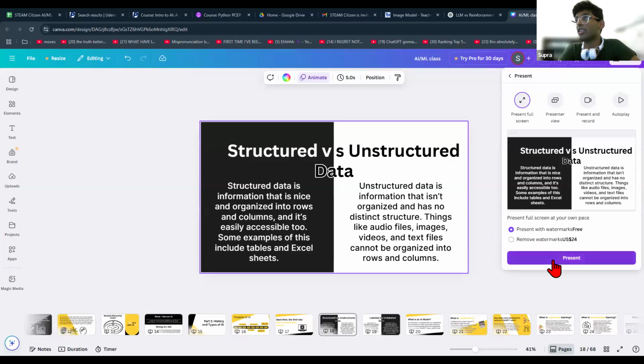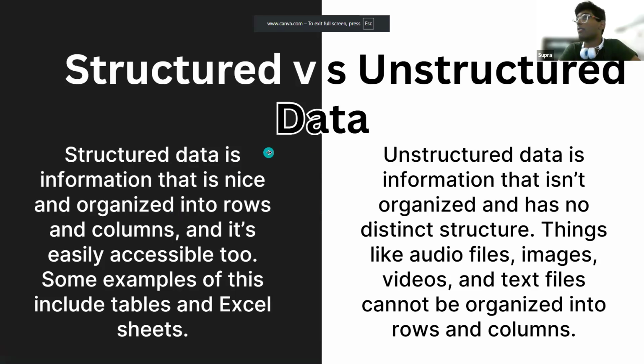Okay, back to this. So that's what structured data is, and it's organized into rows and columns, very easy to access. And now unstructured data. Unstructured data is information that isn't organized and has no distinct structure. So things like audio files, images, videos, and text files, you can't really organize them into rows and columns.